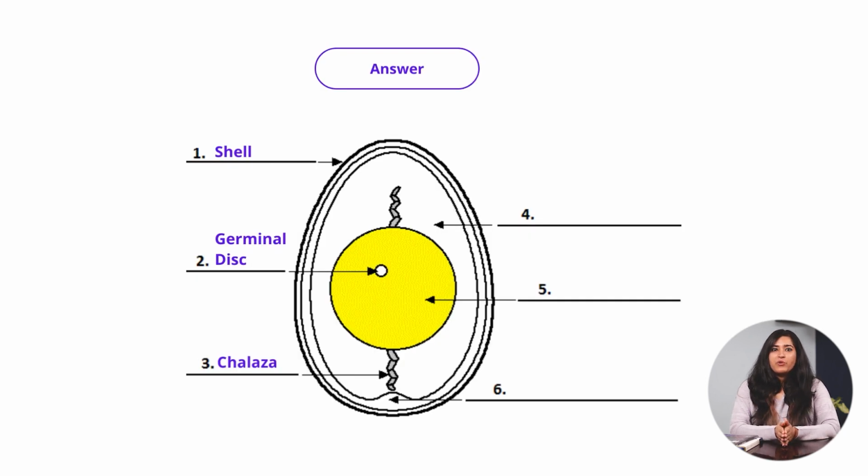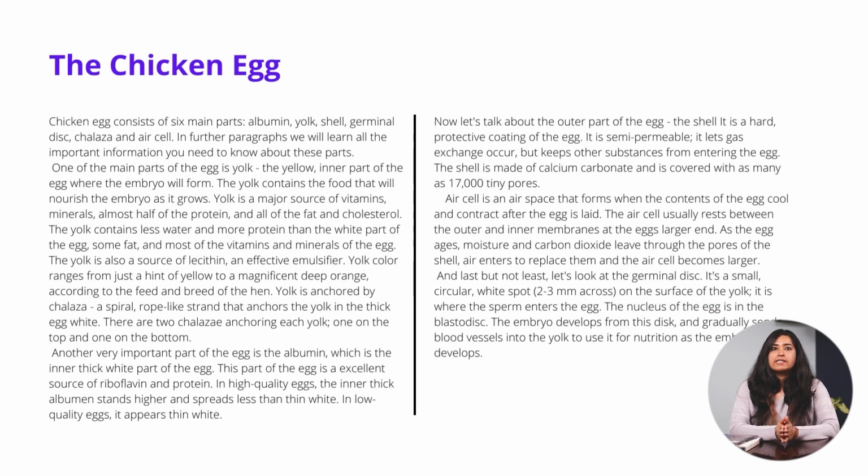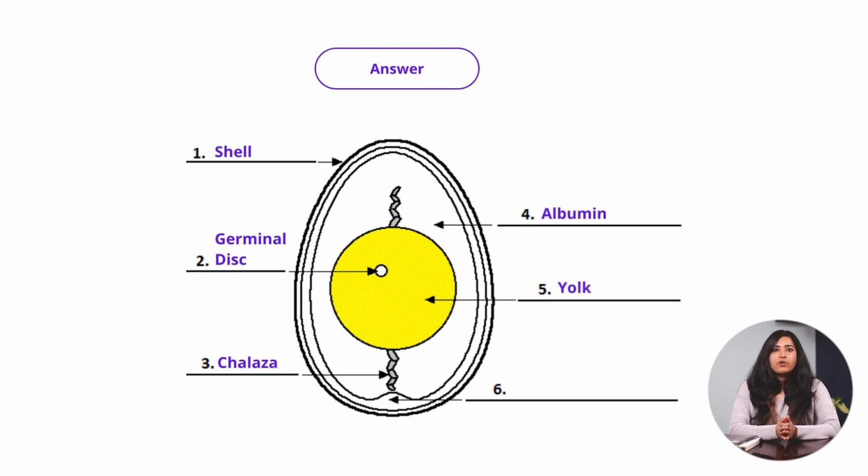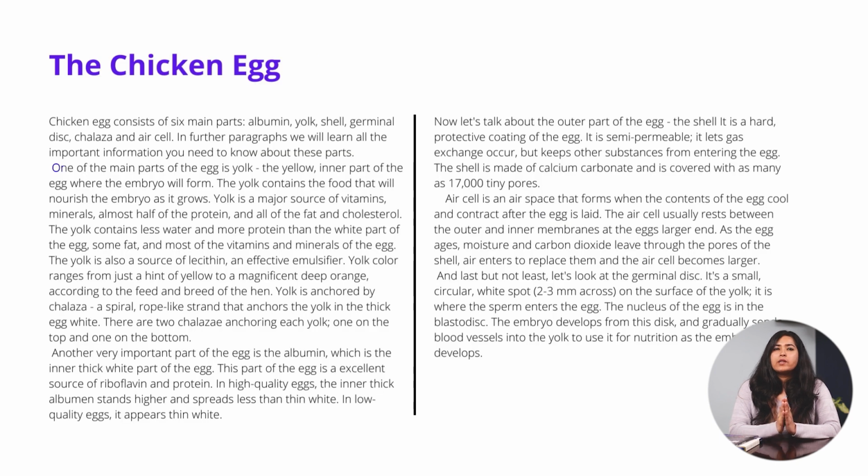The answer to number 4 is albumin. You can find the answer in the 3rd paragraph where it says, another very important part of the egg is the albumin, which is the inner thick white part of the egg. The answer to number 5 is yolk, found in paragraph 2. And your reference sentence is, one of the main parts of the egg is the yolk, the yellow inner part of the egg where the embryo will form.